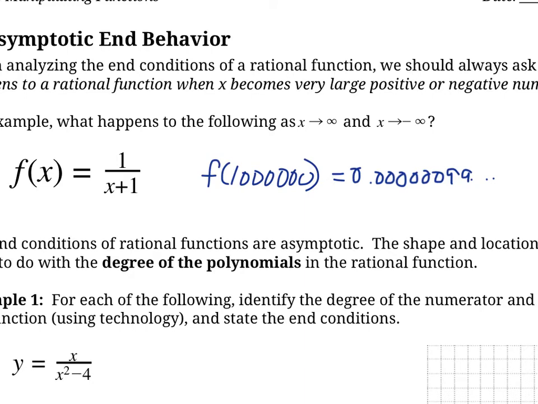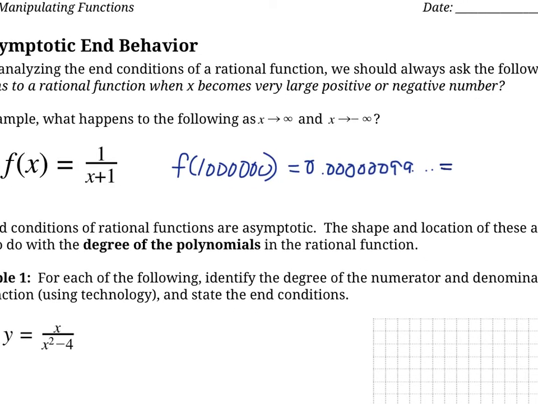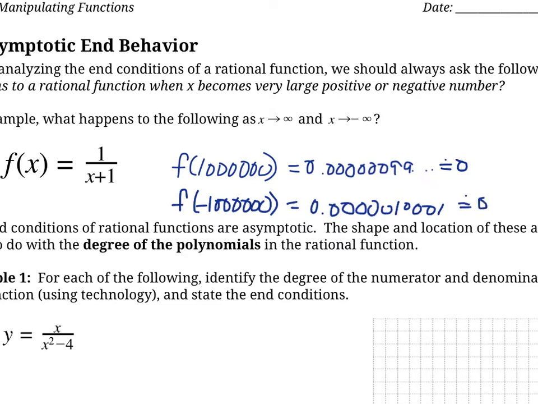Let's look at this number. It is very, very, very small. It's approximately equal to 0, very close to 0. What happens when we plug in negative 1,000,000? If you do that, you're going to get something similar, 0.00000010001 or something like that. Again, this number is so tiny that it's approximately equal to 0.